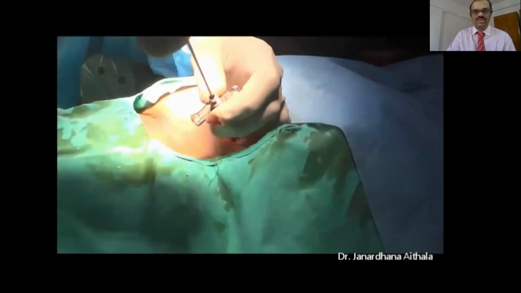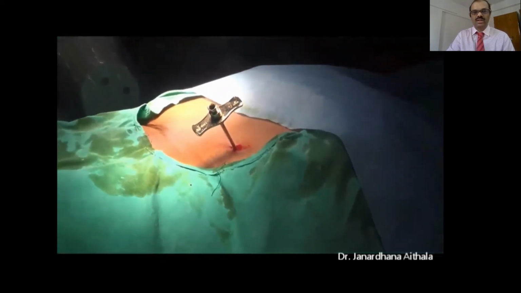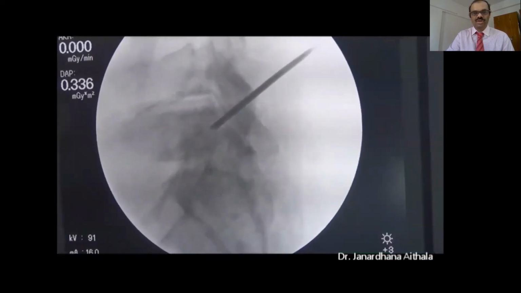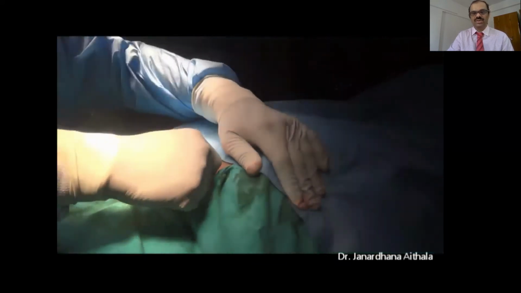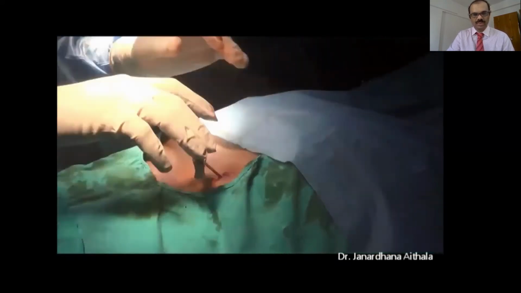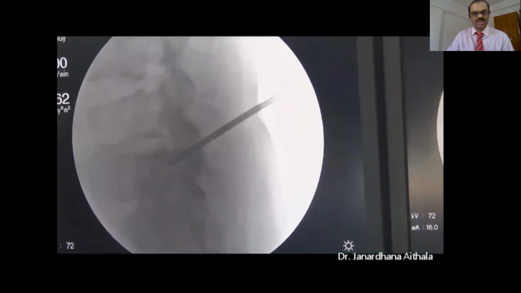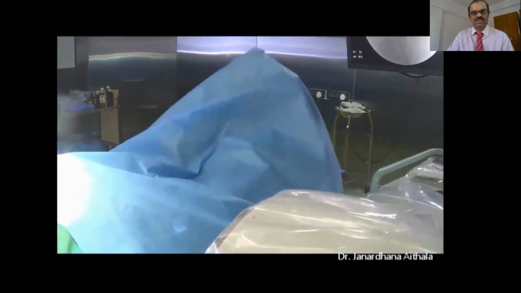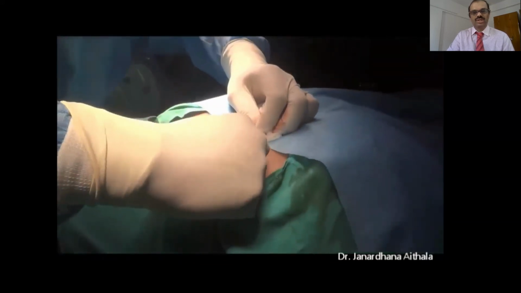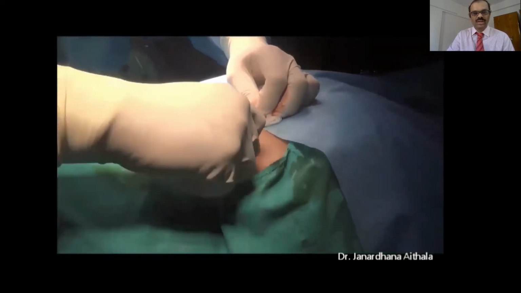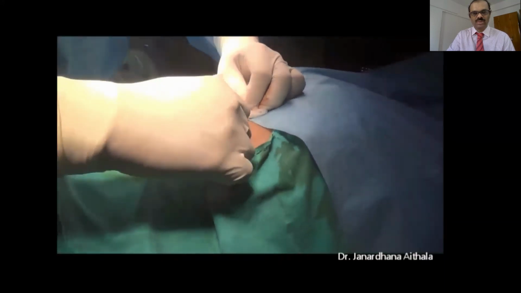Now we are in station 3, and I remove the stylet at this stage. Confirm with the image that it has crossed the pedicle into the vertebral body. We need to confirm on the AP view also to ensure that it is still within the pedicle shadow. So now we have advanced it. I am checking for movements of the leg and toes so that there is no neurological injury. And now, with the gyrating movement, slowly advance into the vertebral body.